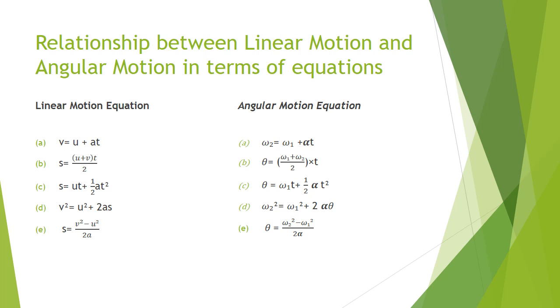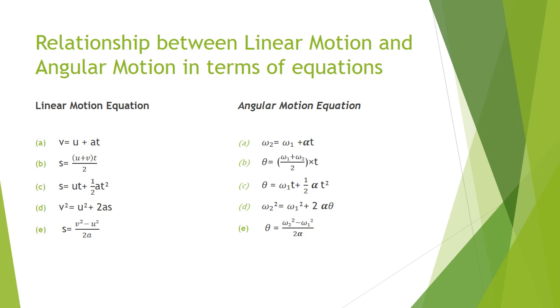And then on the angular motion equation we have theta is equal to omega 2 squared minus omega 1 squared divided by 2 alpha. So this is how linear motion relates with angular motion in terms of equations.